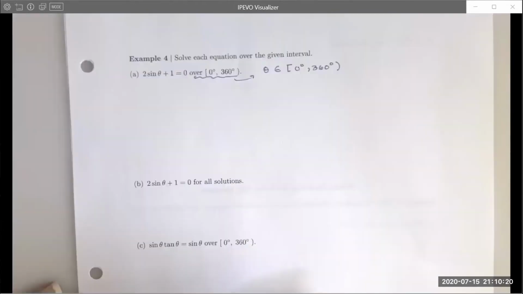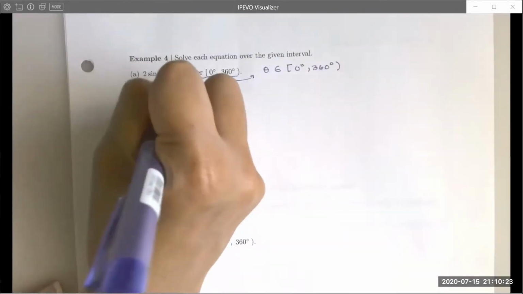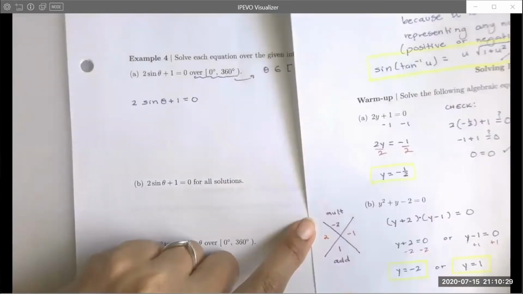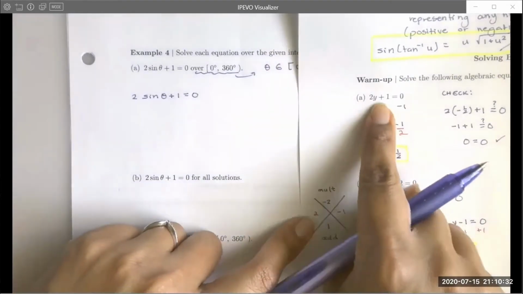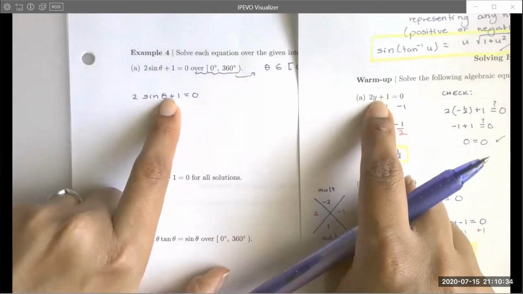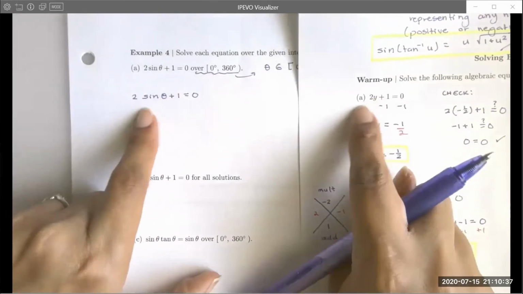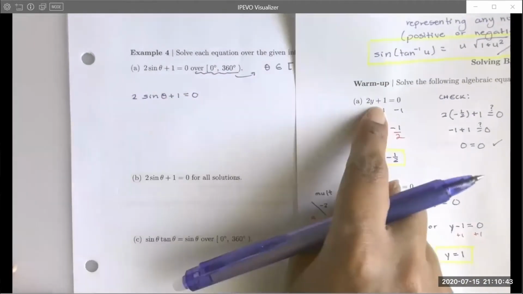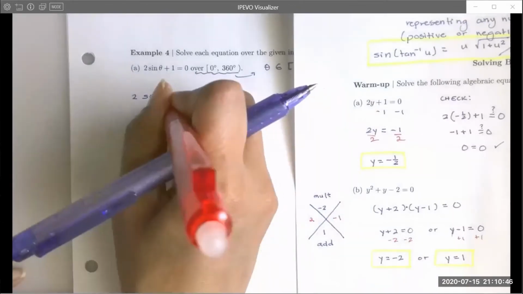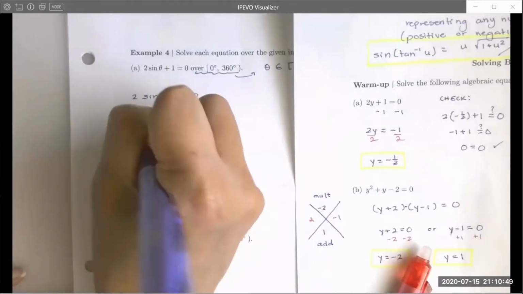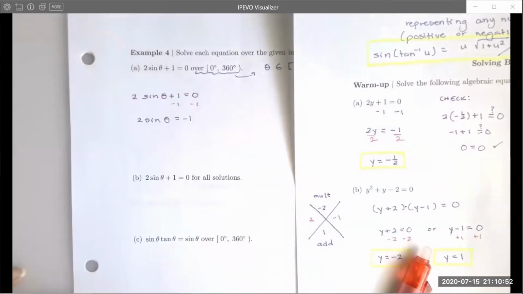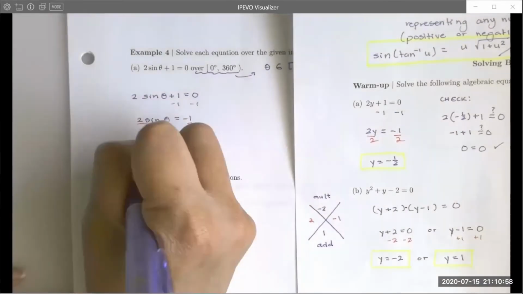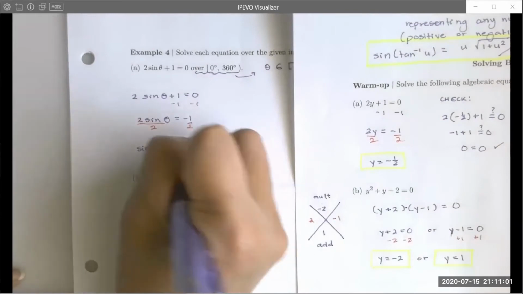Okay, so the way we're going to approach this is the same way that we approached this first equation in the warm-up. Okay, notice if y is representing sine of theta, then these two equations are identical, right? If we were to replace sine of theta with y, we would have the same equation. And so what did we do first? Well, we subtracted 1 to get 2 sine theta is equal to negative 1. And then we divided by 2 on both sides to get sine theta is equal to negative 1/2.